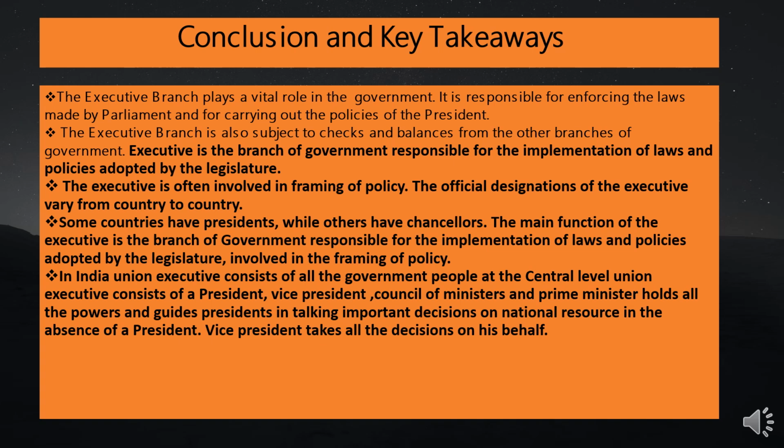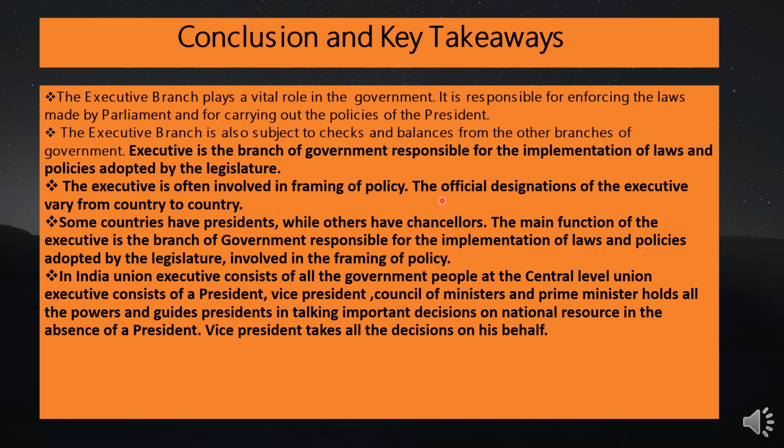Conclusion and key takeaways. The executive branch plays a vital role in the government. It is responsible for enforcing the laws made by the parliament and for carrying out the policies of the president. The executive branch is also subject to checks and balances from the other branches of government. The executive is the branch of government responsible for implementation of laws and policies adopted by the legislature. The executive is often involved in the framing of policy.